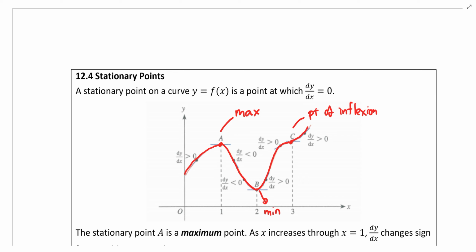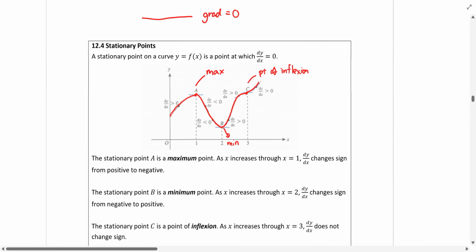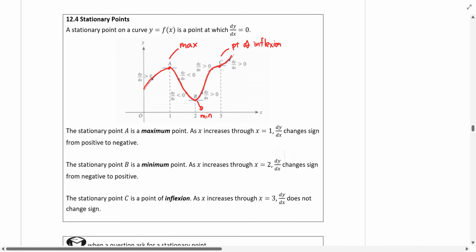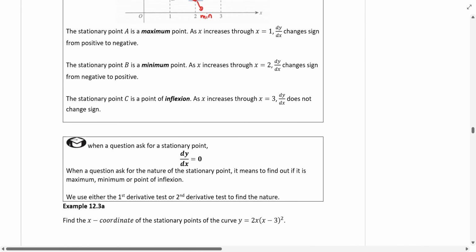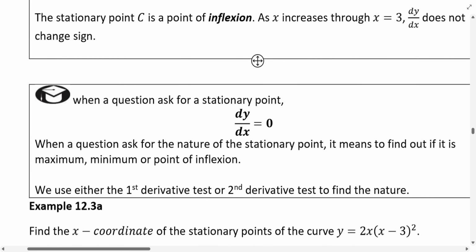So at these points A, B, and C, when you draw a tangent to the curve, you realize that the tangent is a horizontal line, and the gradient of a horizontal line is equal to 0. So when the question is asking for a stationary point, you just need to say that dy/dx is equal to 0.